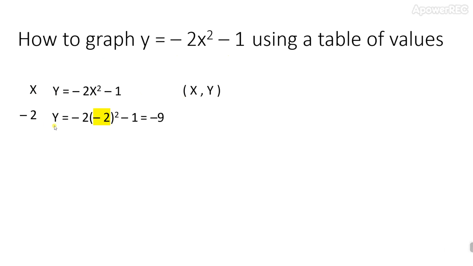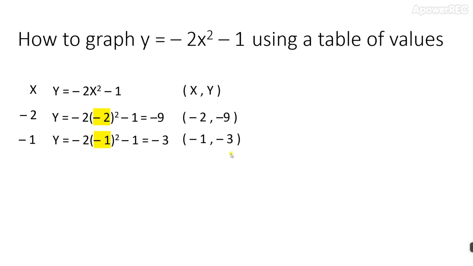With x equals negative 2, we replace x with negative 2, and using a calculator, we're going to get y equals negative 9. So the xy coordinates are negative 2, negative 9. When x is negative 1, substitute negative 1 into the equation. We get y equals negative 2 times the quantity negative 1 squared, minus 1. And again, using BEDMAS or a calculator, we should get the point negative 1, negative 3.